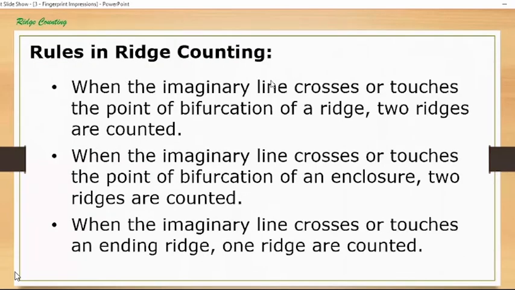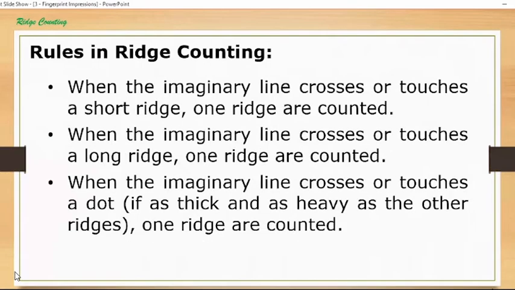There are rules in ridge counting. When the imaginary line crosses or touches the point of bifurcation of a ridge, two ridges are counted. If the point of bifurcation is crossed by your straight line, that counts as two. When the imaginary line crosses or touches the point of bifurcation of an enclosure, that also counts as two. When the imaginary line crosses or touches an ending ridge, one ridge is counted. When it crosses or touches a short ridge, one ridge is counted.